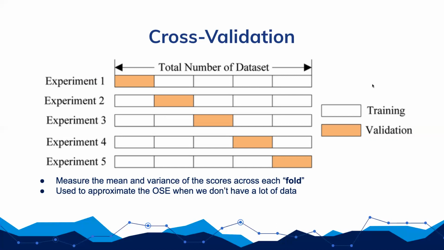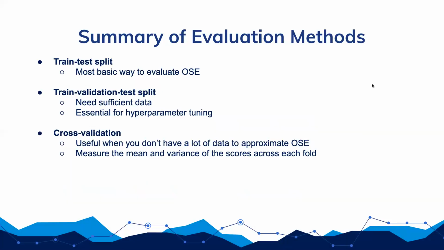And this works really well if you don't have a lot of data, because the random split of train test might not be enough to capture the full variance in your data set. Okay, so again, quick summary, we have train test split, very basic, train validation test split, and then cross-validation.